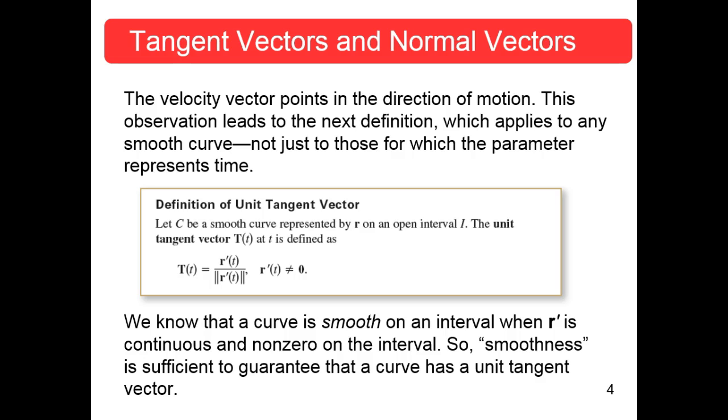Okay, so let's start with tangent vectors and normal vectors. The velocity vector points in the direction of motion. Okay, if you got a curve, something's going in space along a curve, the velocity vector points in the direction of the motion. That observation leads to the next definition, which applies to any smooth curve, not just to those for which a parameter represents time. Okay, which of course it would be if that was a velocity vector. So the definition of a unit tangent vector is this. Let C be any smooth curve.